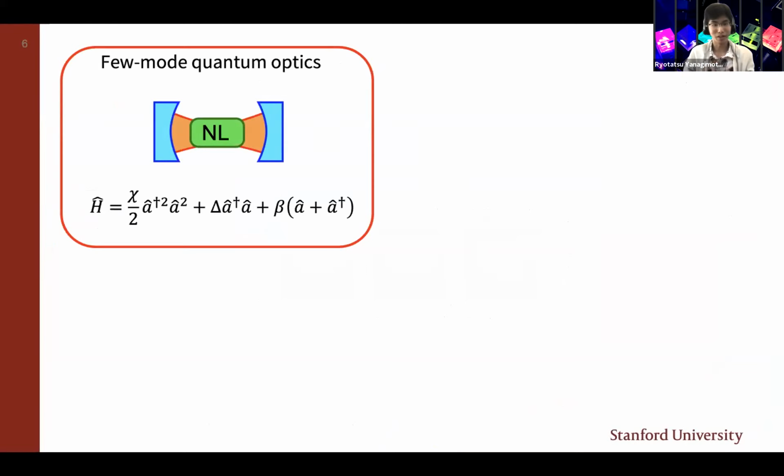So let me explain that. Traditionally, most of the quantum optics literature relies on this single mode or few mode picture of quantum optics, where we have a nice-ish resonator in which we have a nonlinear medium and light is confined. So we have two modes that experience highly quantum dynamics.